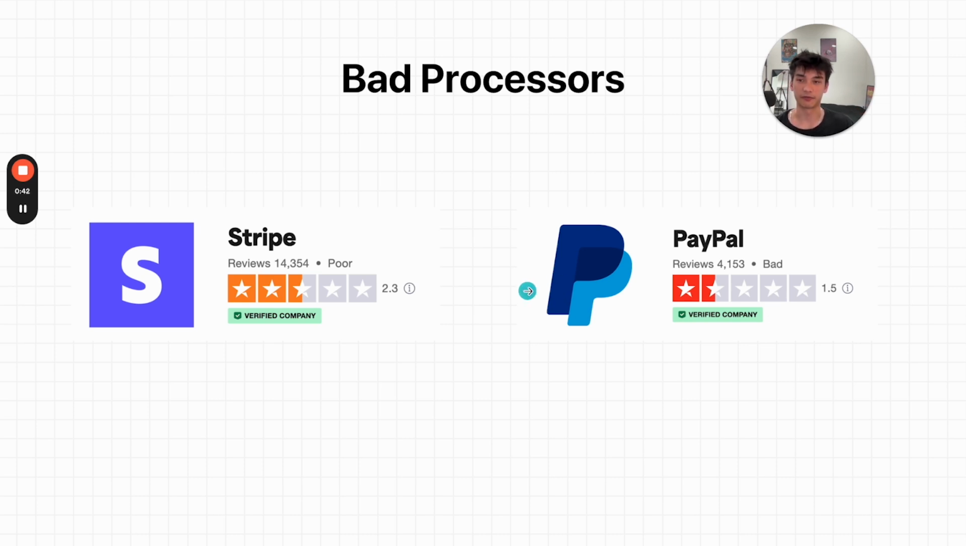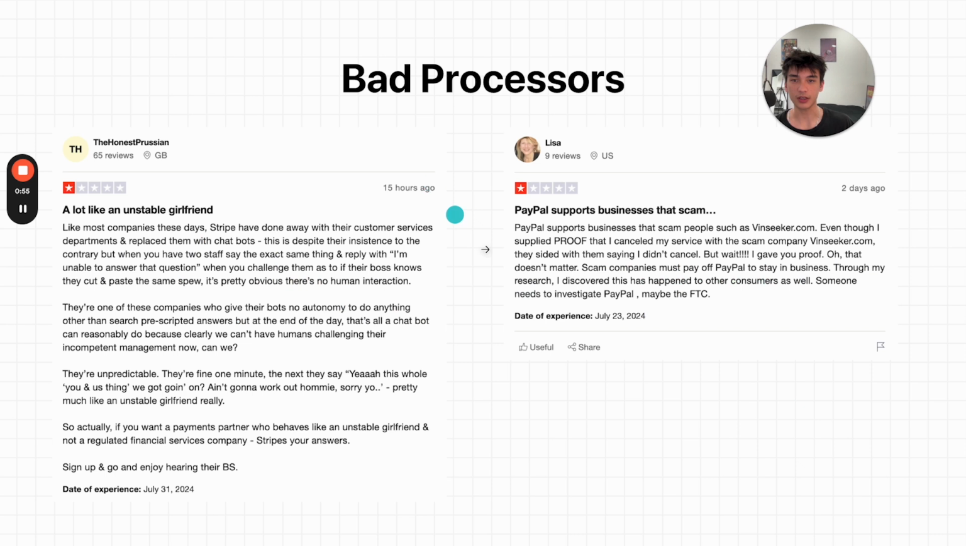If you came from my Instagram video, you probably know that Stripe is shutting down all these businesses and PayPal's even worse. This means that half of the people on Stripe are experiencing issues and PayPal's even worse. Right? Here are some of the issues and reviews that people are getting with Stripe. It's a lot like an unstable girlfriend. PayPal supports businesses that scam, right?